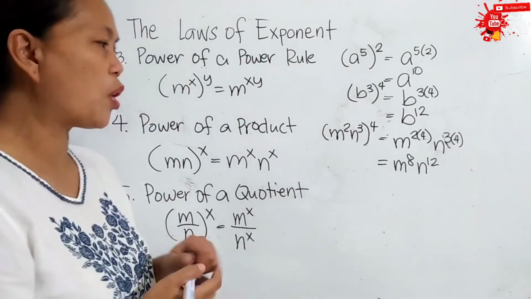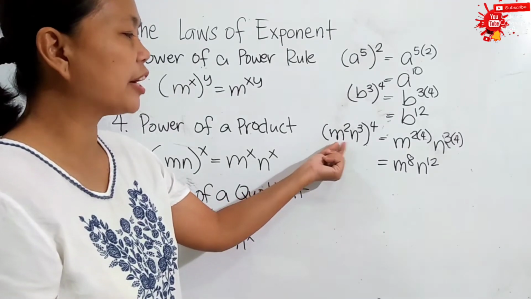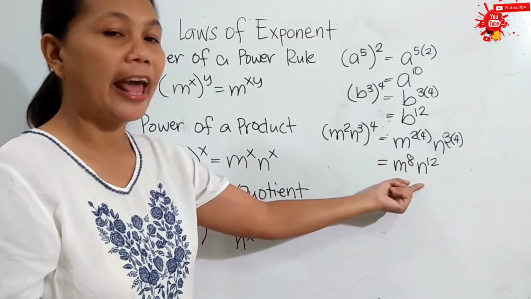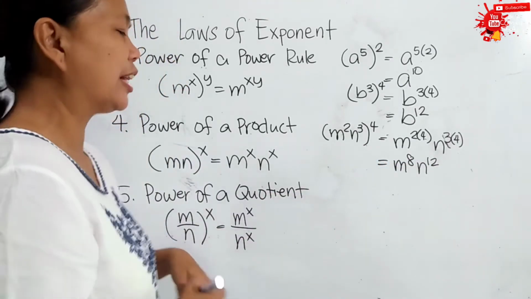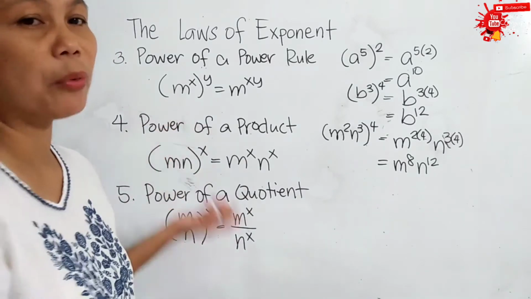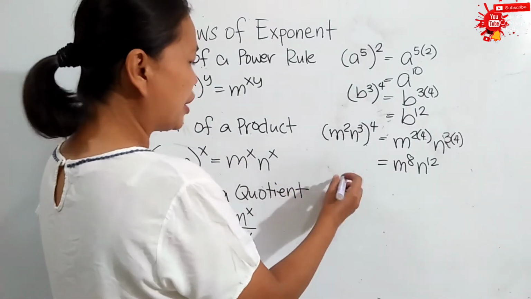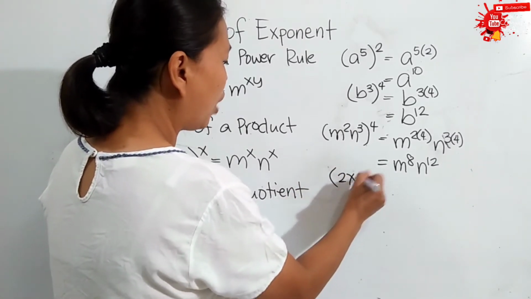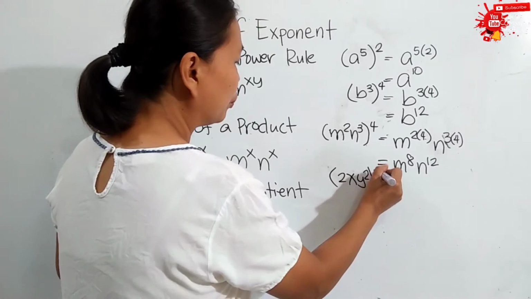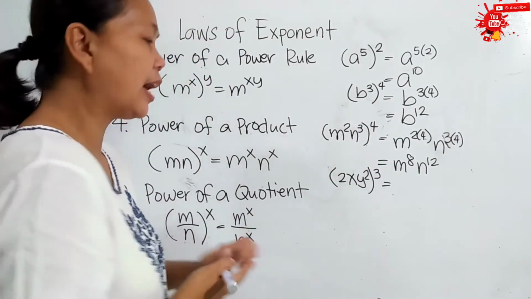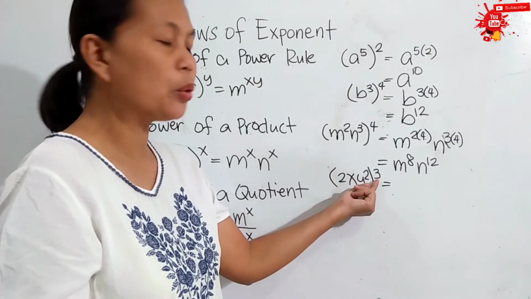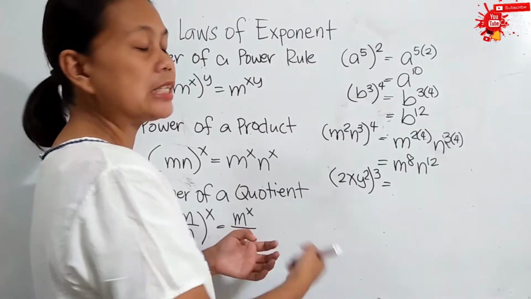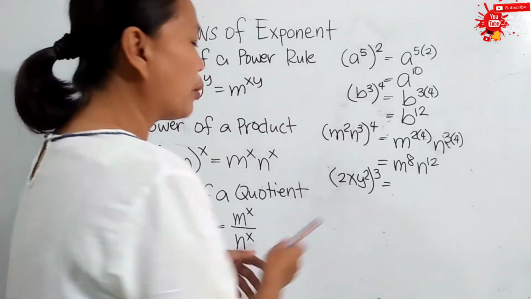So the simplified form of the quantity of m squared n cubed raised to 4 is equal to m raised to 8 n raised to 12. Now let us have more example of the power of a product. Let's say we have here 2x y squared raised to 3. So again, we will distribute the exponent outside the parentheses to each of the exponents inside the parentheses. So we have here 2.